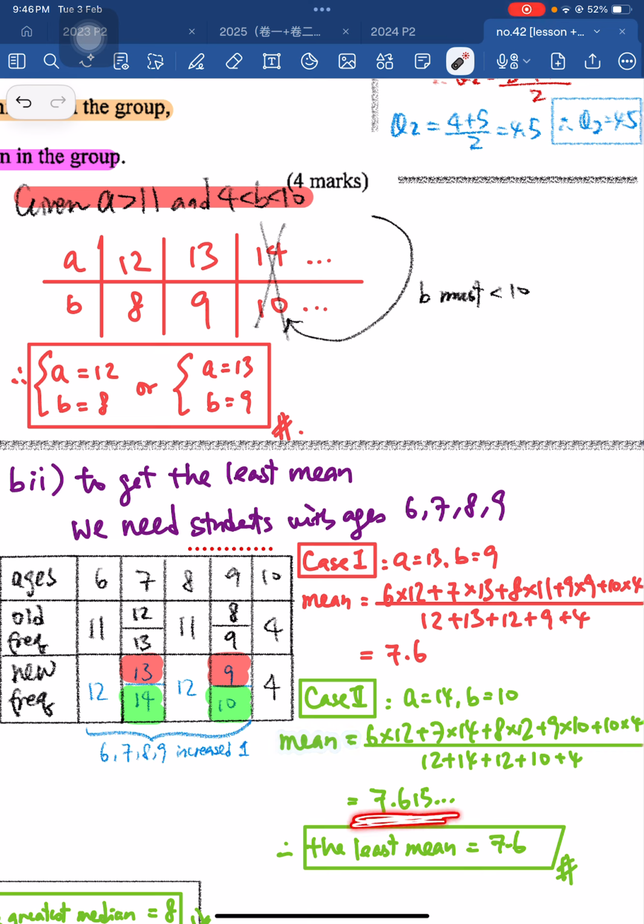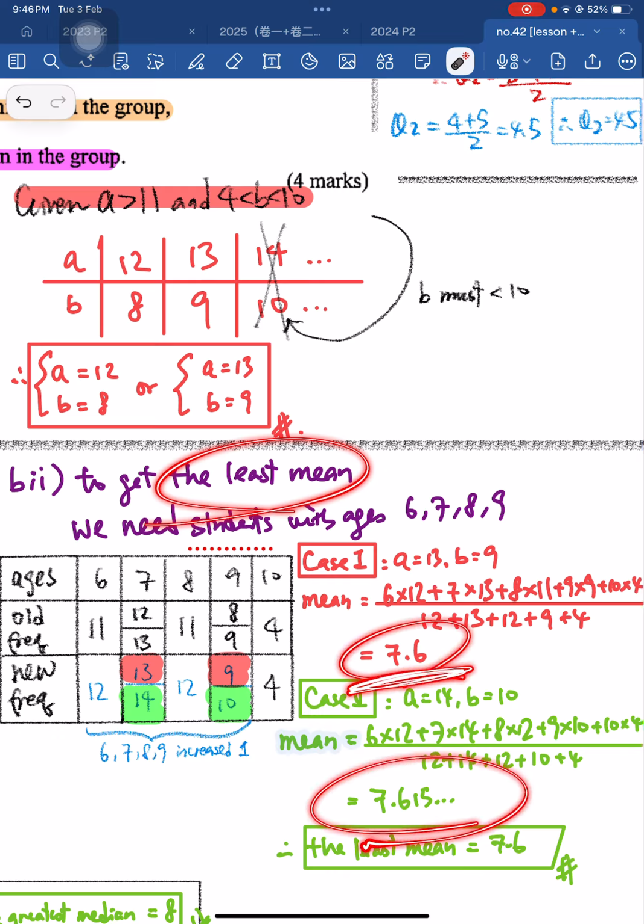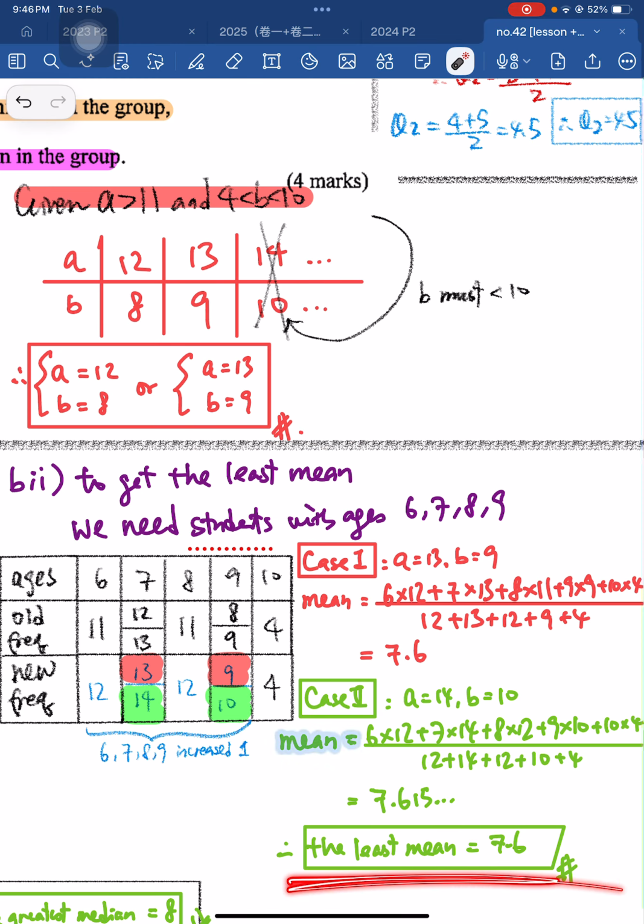But the question is asking for the least, isn't it? The least mean. So compare this to the 7.6, which wins because it's smaller. So the least possible mean is going to be 7.6.